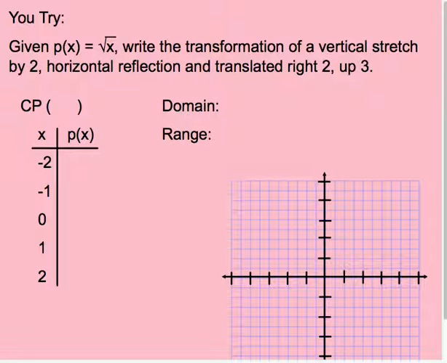Here's your U-Try question. Make sure you're coming to class with questions if any of what was said in the video is unclear.